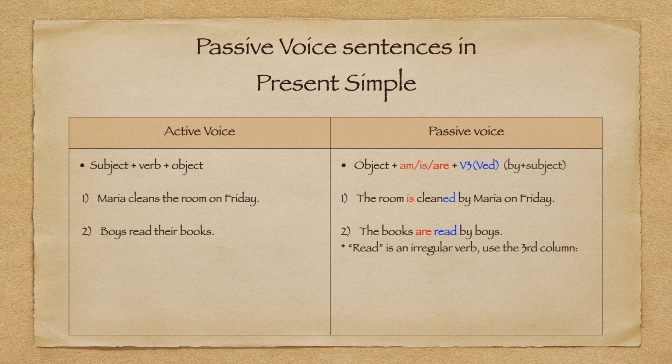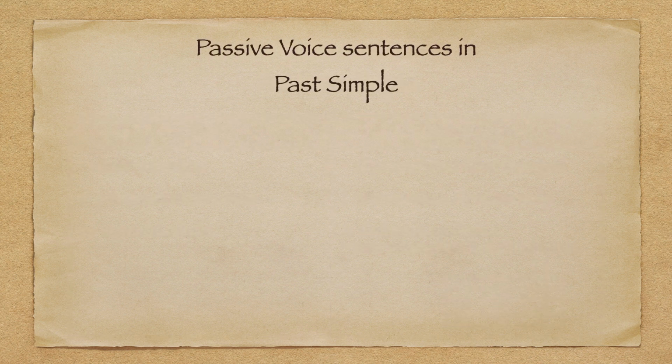The next sentence, the sentence number 2, the books are read by boys. Read is an irregular verb. Use the third column. All right. And our final topic, passive voice sentences in past simple.